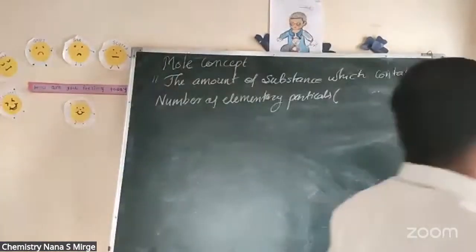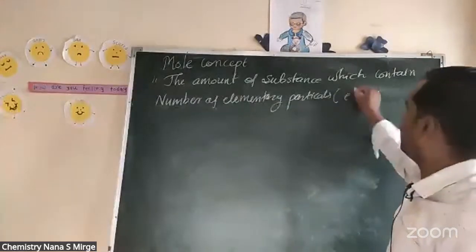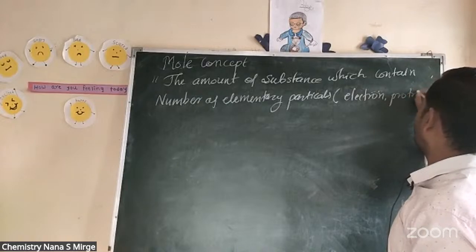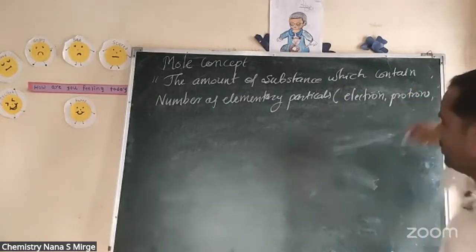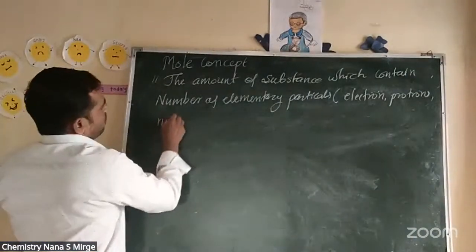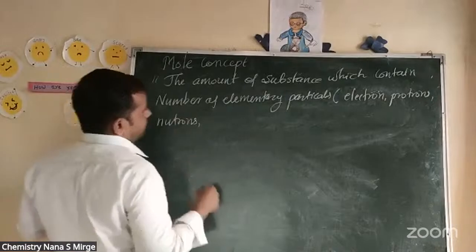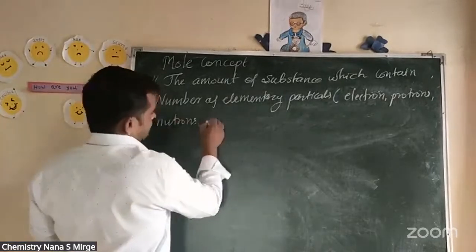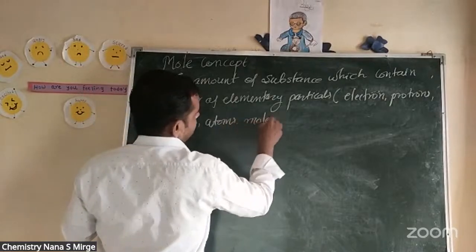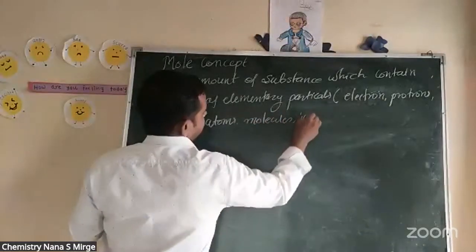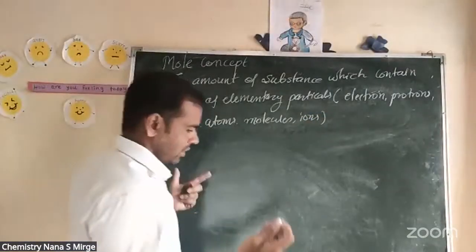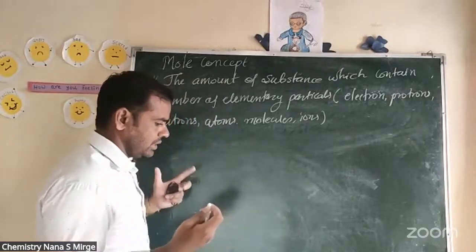Particles mean they may be electrons, protons, neutrons, atoms, molecules, or ions. All of these, protons, neutrons, electrons, atoms, molecules, can be particles.